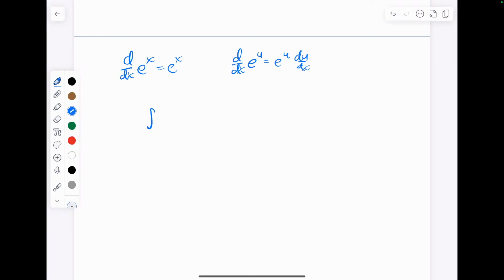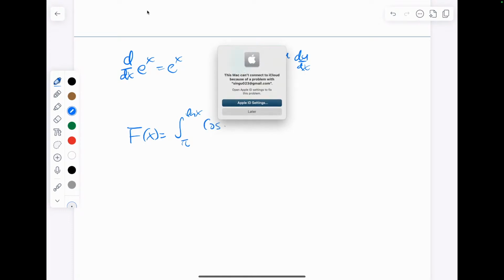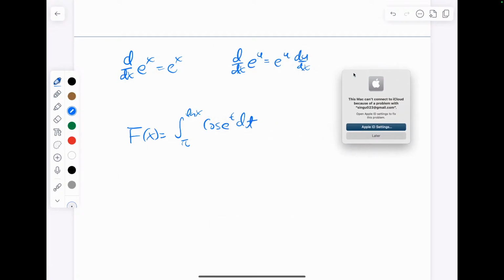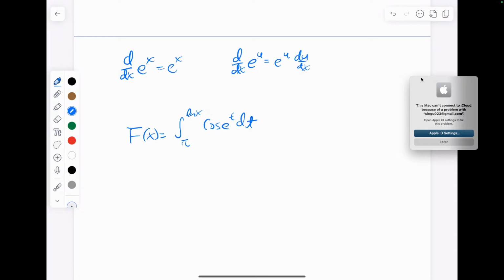53 here. Okay. 53 basically is asking what is the derivative of this function. So it's f of x is equal to the integral from ln of x to pi of cosine of e to the t dt. Now, here's the thing: I am a calculus teacher and I don't even know how to integrate cosine of e to the t. It's not because I don't know, it's that there's no proper tool for it.